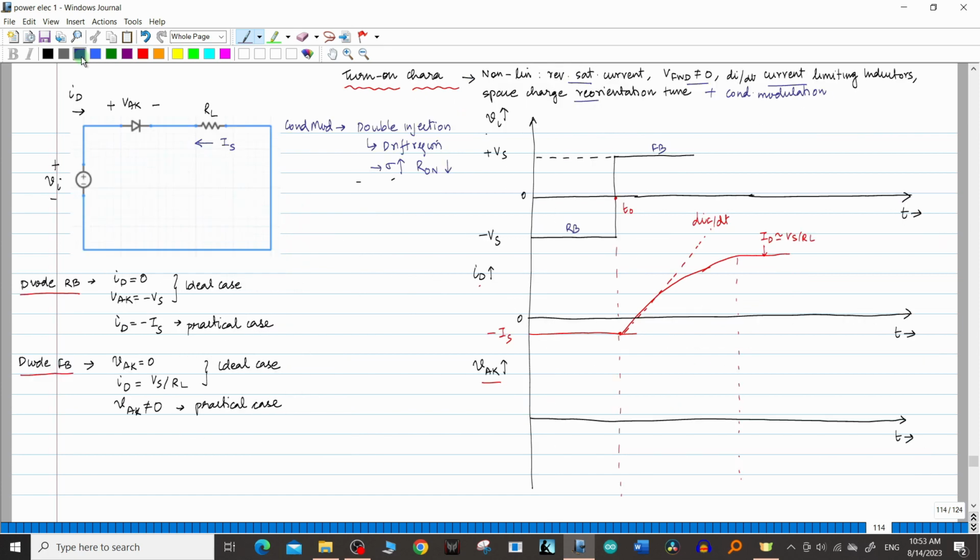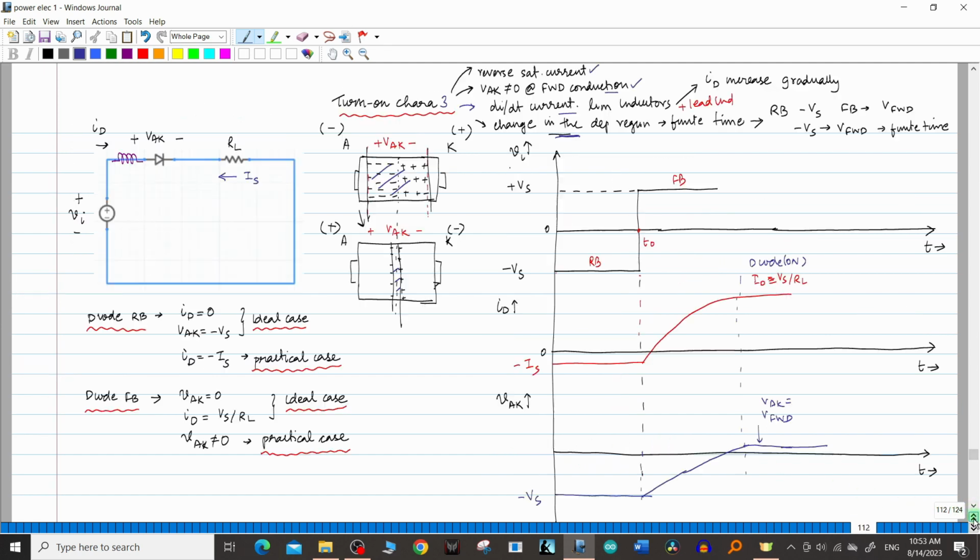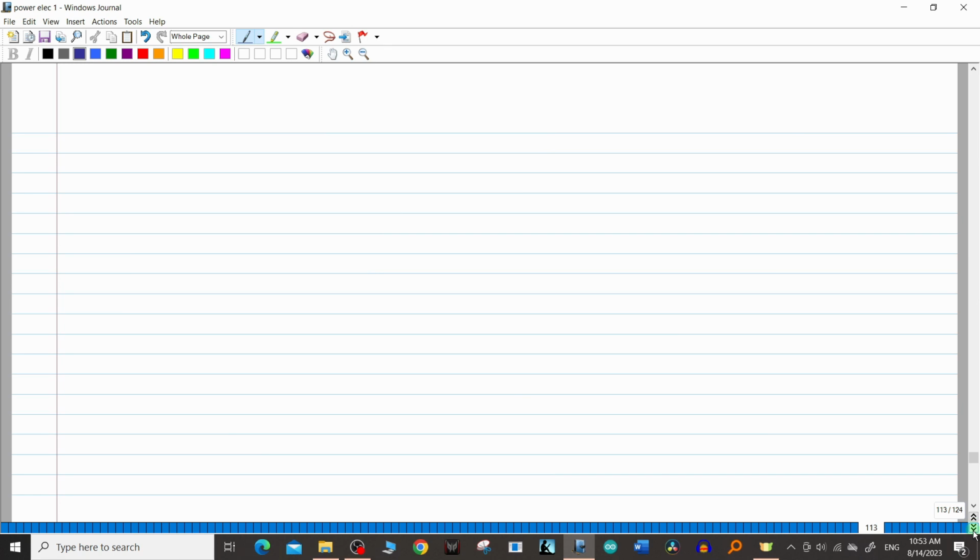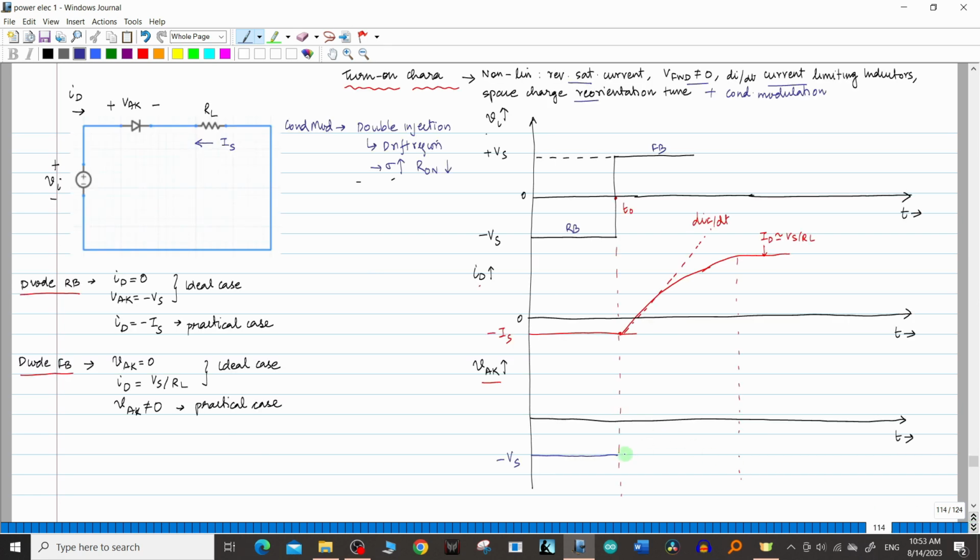Now let us draw the value of VAK. In the reverse bias condition we have already drawn it: it is equal to minus Vs. Now in the previous graph, I showed you that when the diode is forward biased, the depletion region needs some time to reorient or reconstitute itself from this configuration to this configuration. Therefore, the voltage decrease will be gradual. It will be like this, something like this.